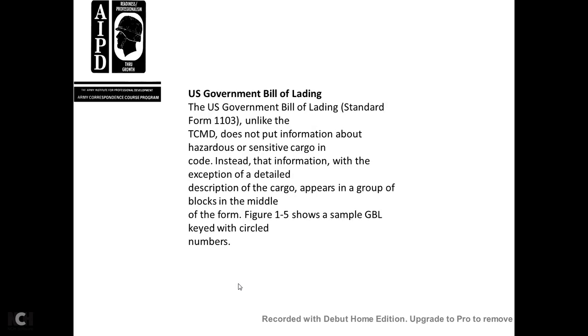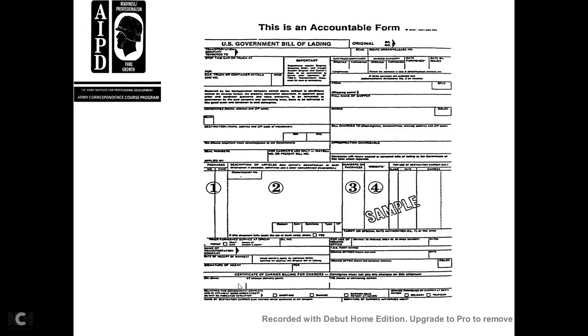Alright, U.S. Government Bill of Lading, Standard Form 1103. Unlike the Transportation Control Material Document, the Government Bill of Lading does put information about the hazardous and sensitive cargo. The information, with the exception of the detailed description of the cargo, appears in the group of blocks in the middle of the form. Figure 1-5 shows a sample of the Government Bill of Lading with key items in circled numbers.